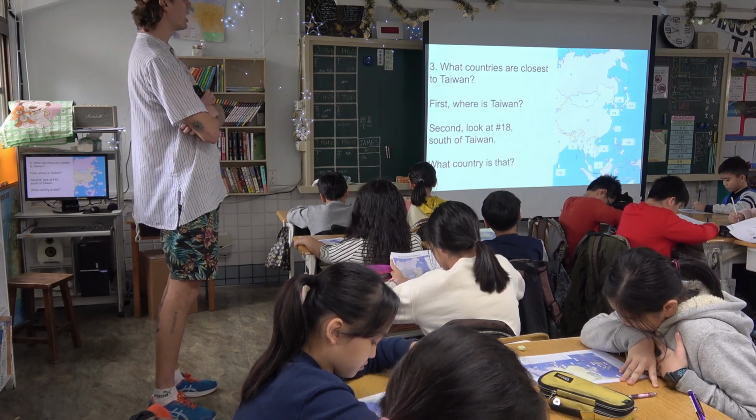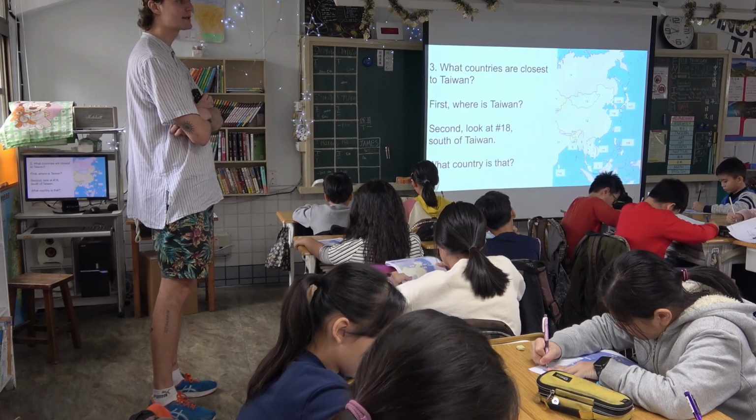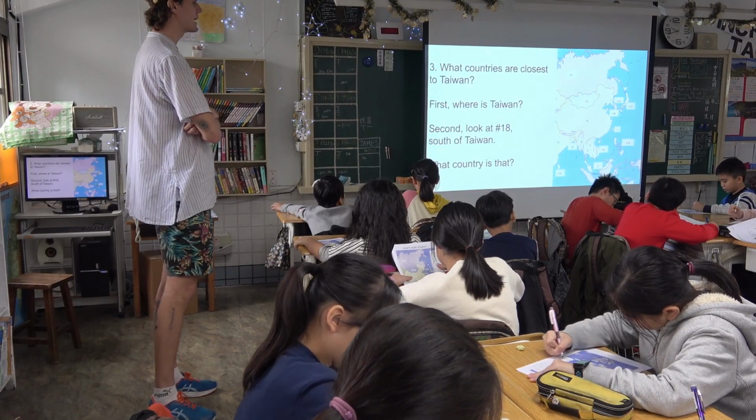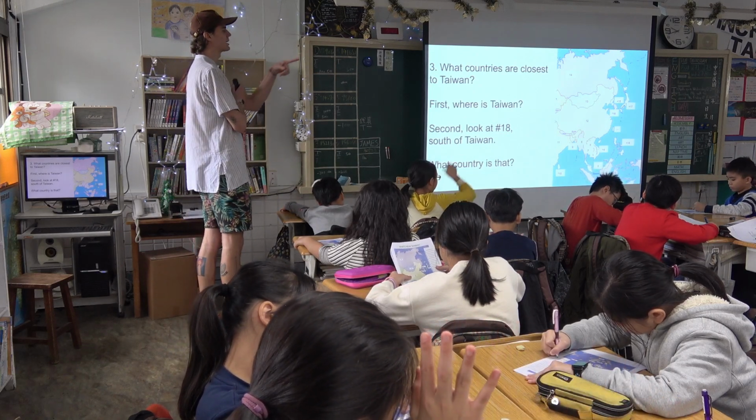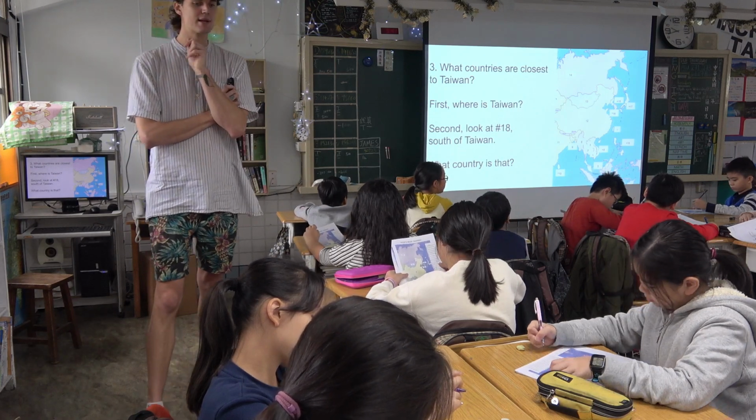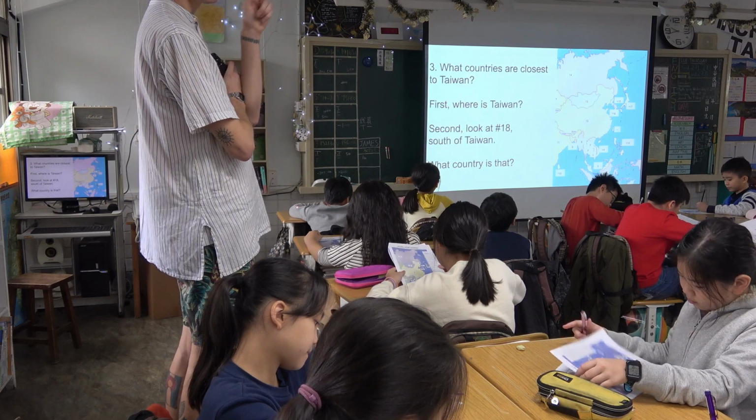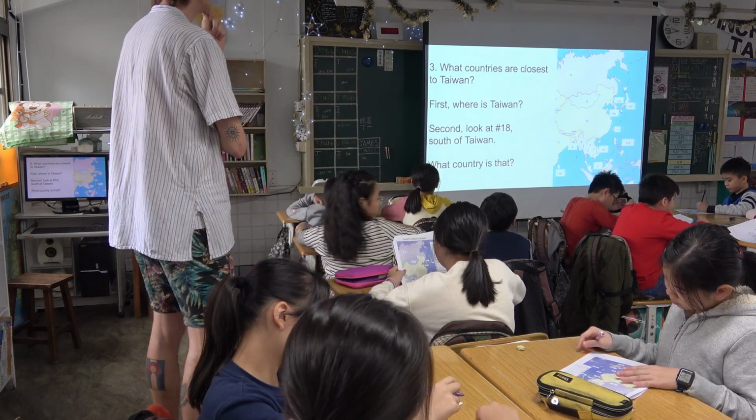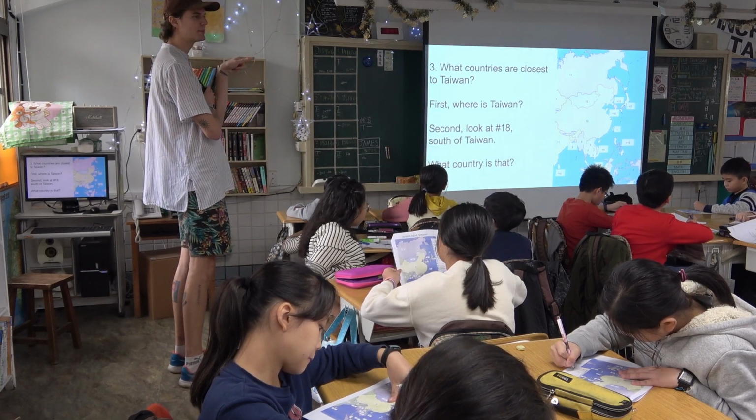So on your map, what number is Taiwan labeled as? Should be not too hard to find. Look at your map and look for Taiwan. What number is it labeled as, Kathy? Number 1. Okay? So you should see Taiwan labeled as number 1 on your map. So make sure to write Taiwan on number 1. Okay? And then let's just jump here to number 18.